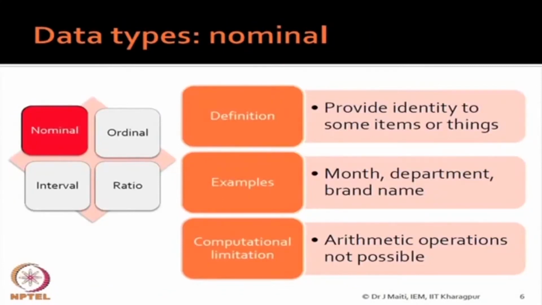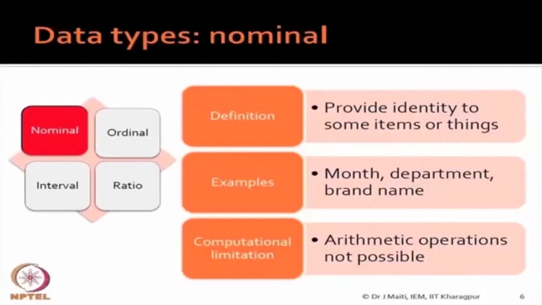Let us discuss something about nominal data. By definition, it provides identity to some items or things. If I say the month, the company, the small company, the business, I have shown you that they want to know over the different months what the status is. Suppose the month is a variable starting from January to December, because it changes. Then January and February, all those things are nothing but the identity of the period of time, identity of a particular period.